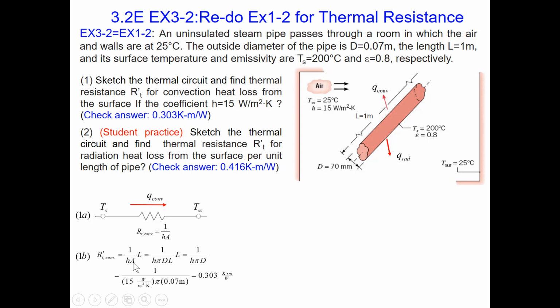With heat transfer coefficient h, the pipe surface area is pi d L, and then the L cancels out. It yields 1 over h pi d. Plug in the numbers for h pi d, and we get RT single prime, the thermal resistance for convection. Students will do the second question. See you next.